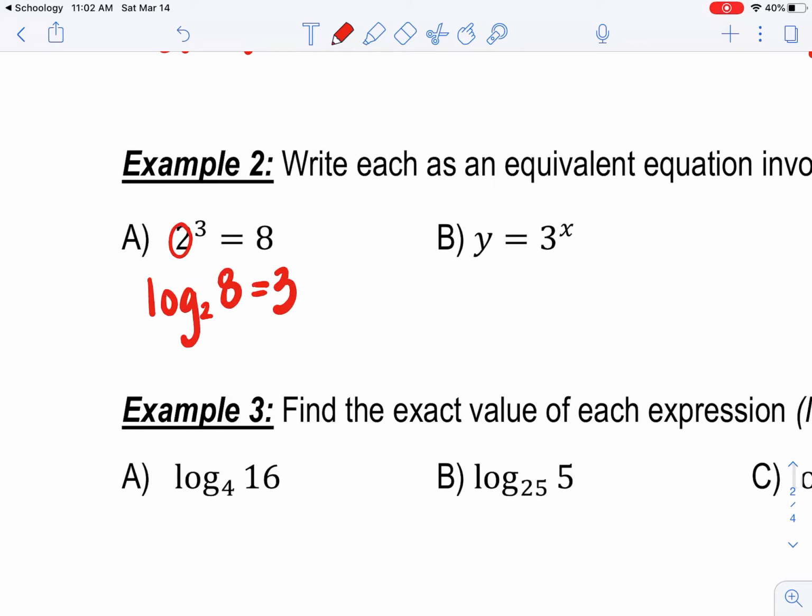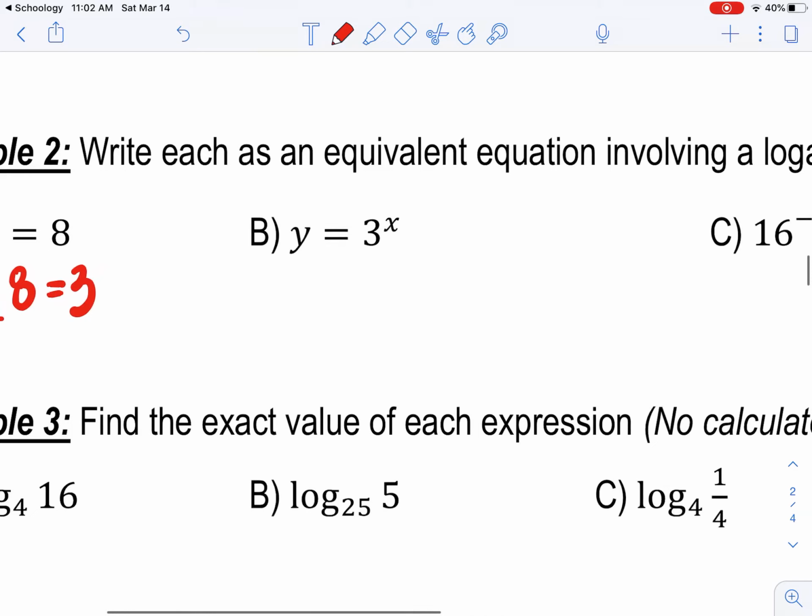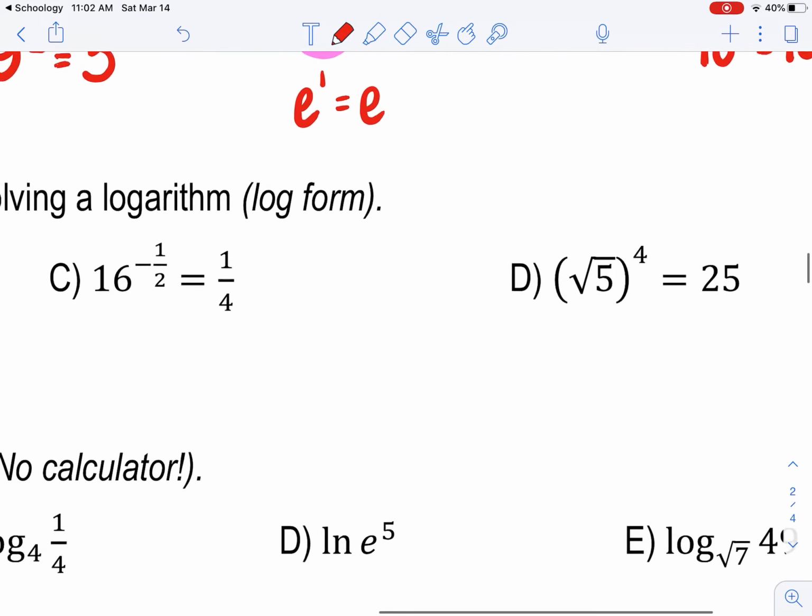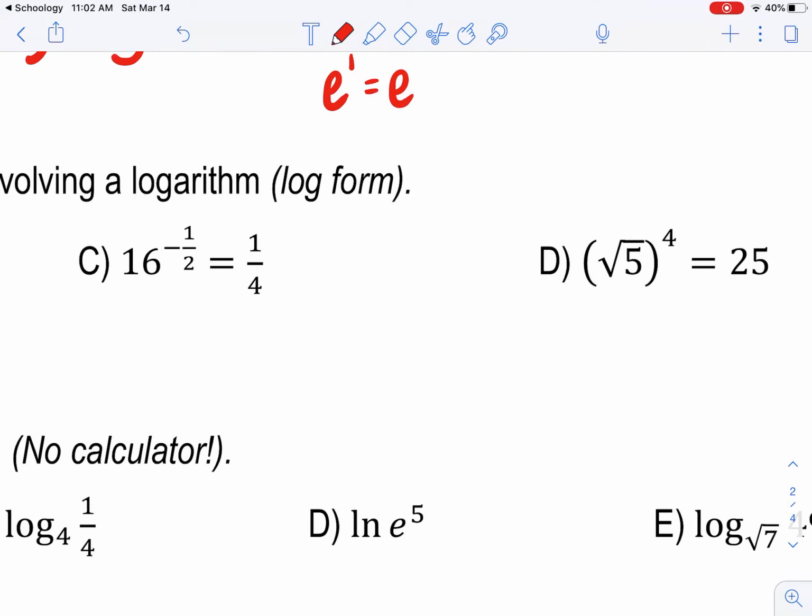And remember, logs are exponents, so your exponent should be written on the other side of the equation as the log. All right, this one right here, log base 3 of y equals my exponent, x. Logs are exponents. Go ahead and try the next two, see how you do. Pause the video.